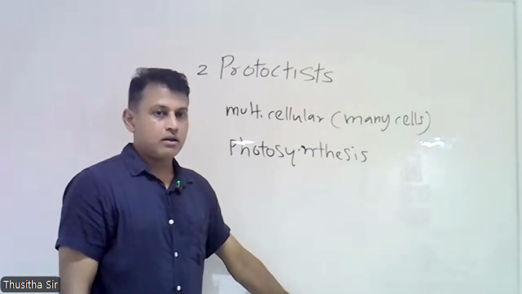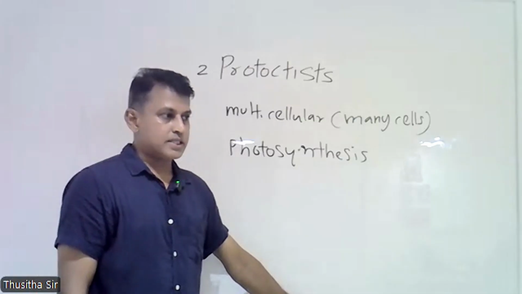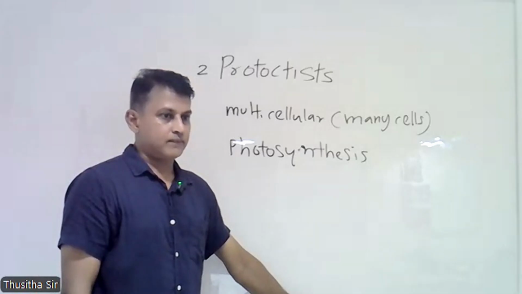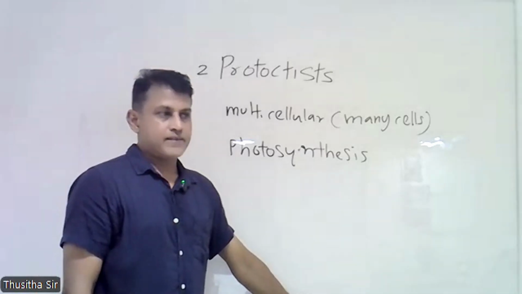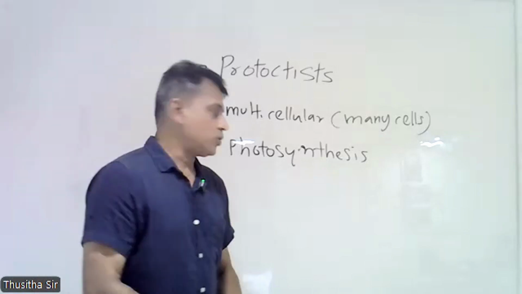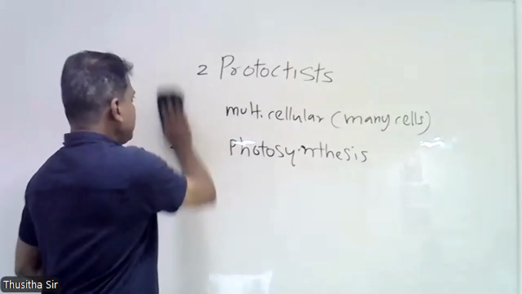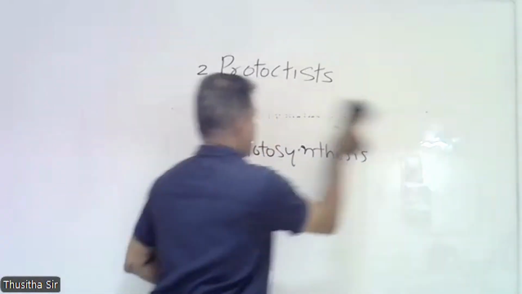A third one: some are pathogens. Is it like amoeba? Yeah. So we list now. We're going to list important protoctists.